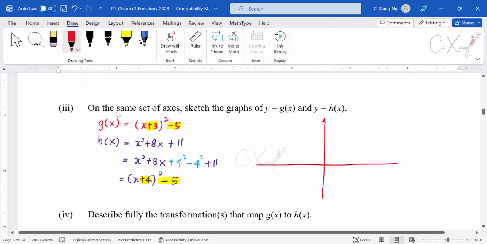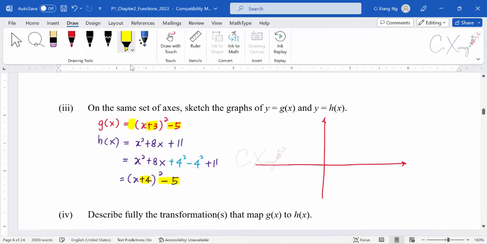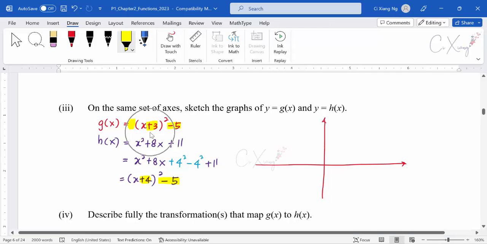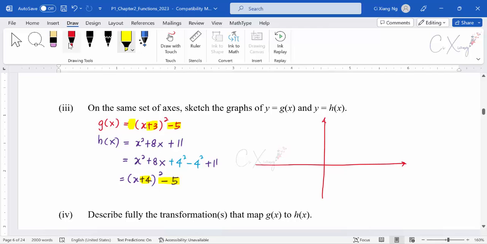For g(x), it should be a U shape, because the value in front of the x squared here is a positive value. Then I move the original U shape 3 units to the left and 5 units downwards. So my g(x) might be somewhere here. 3 units to the left, let's say this is negative 3, and then 5 units downwards, so maybe this is negative 5. Because I'm just sketching a basic graph, I didn't figure out the x and y intercepts. I just draw a very basic U shape. So this is g(x).